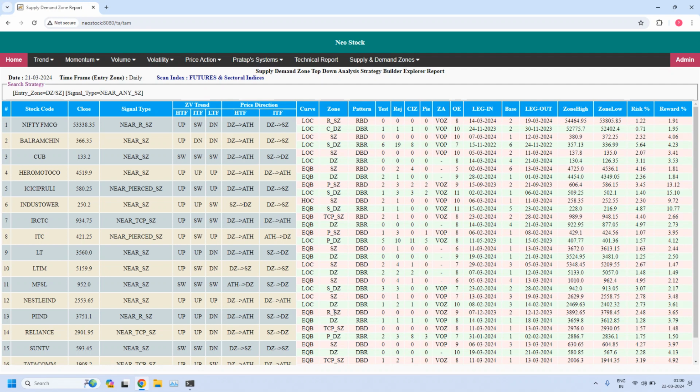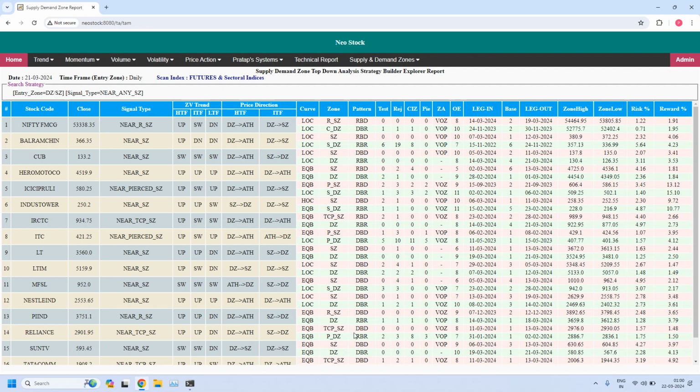And Pidilite Industries is also a high liquidity supply zone. If I am not wrong, even this stock is listed in the last 1 or 2 days' reports. And Reliance is listed. Reliance has a high liquidity supply zone. It is a fresh zone. Please fine tune the zone properly.